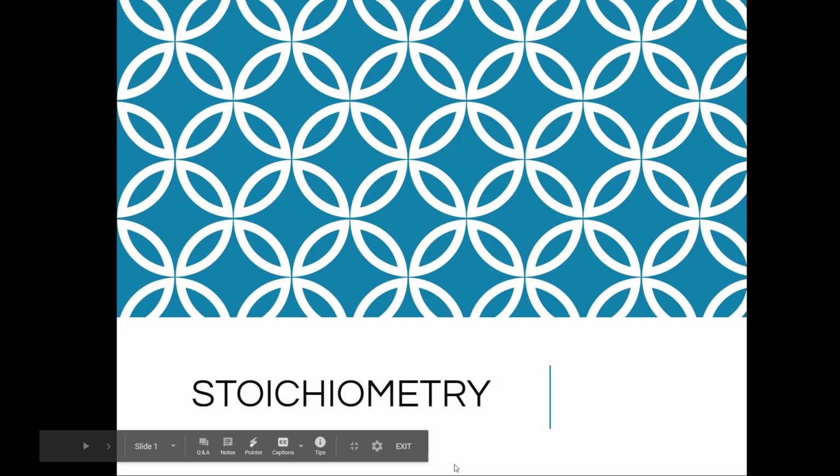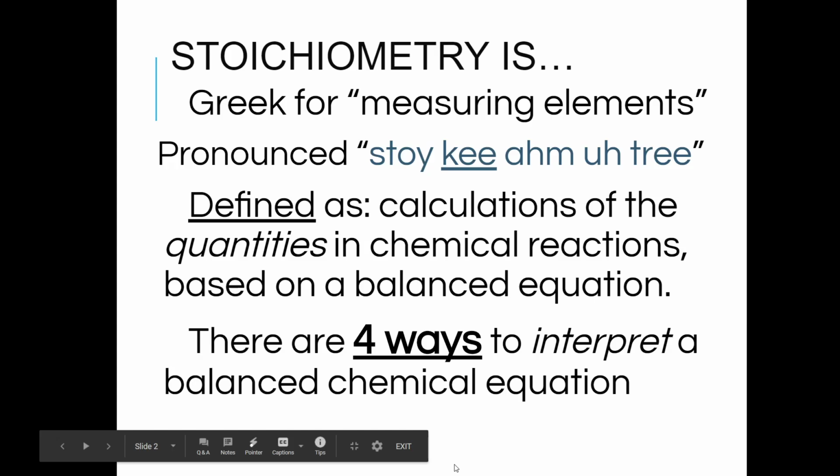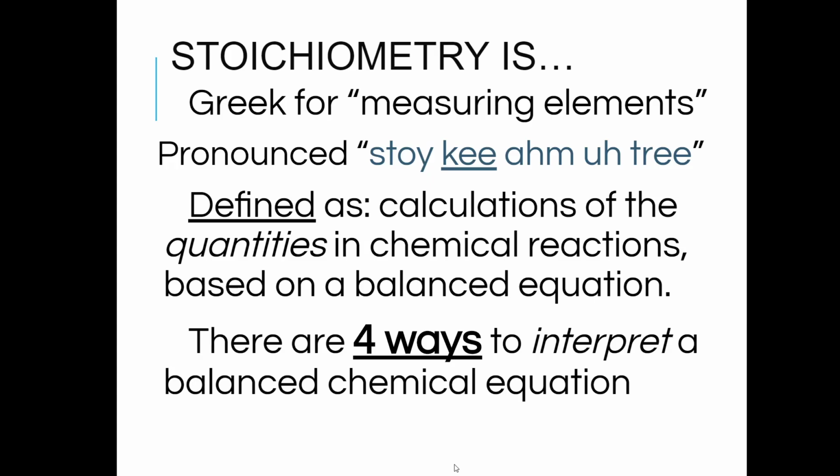stoichiometry. Now, stoichiometry in and of itself is a Greek term for measuring the elements. And this is how we measure the elements that are in a chemical reaction. And as it's defined, we need to be able to use a balanced chemical reaction in order to solve this one here.